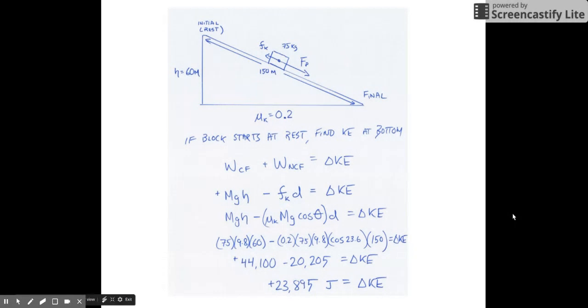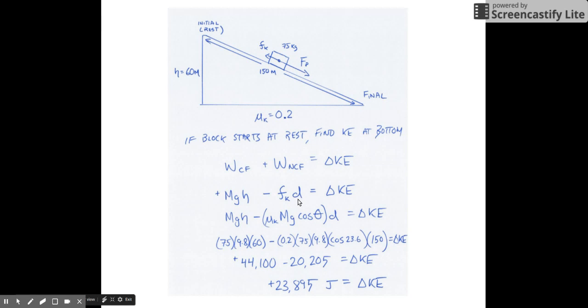Okay, so the top picture is the same, and underneath is our analysis. You could start with the work energy theorem: the conservative forces' work plus non-conservative forces' work is equal to our change in kinetic energy. Looking at the work done by conservative forces, that is gravity, they do positive work. The positive work is equal to weight times the change in vertical position, so weight times height. That's where mgh comes from.